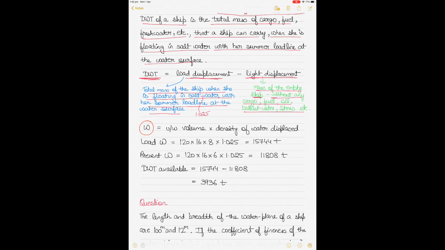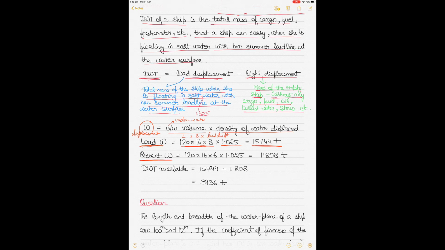So displacement, which is denoted by W, if you have watched my previous videos, this is displacement. Displacement, the calculation formula is underwater volume, UVW, multiplied by density of the water displaced. So in this case, your load displacement is 120 by 16 by 8. So this is length by breadth by load draft. Alright, because that's your draft up to the submerged load line, multiplied by the density of seawater, gives you the load displacement.